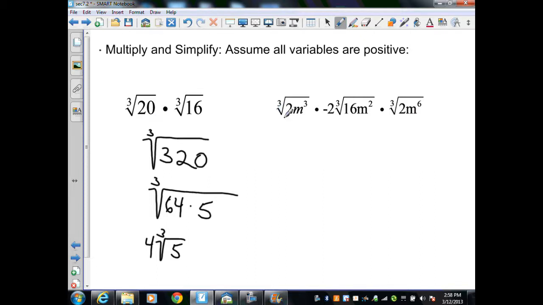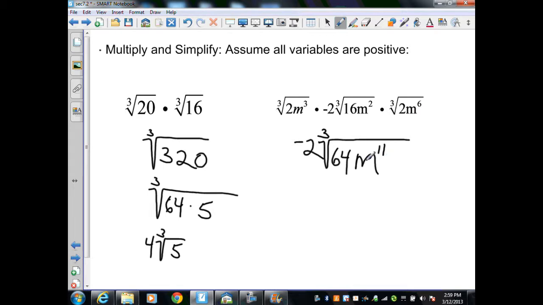On my next example, I look through my products and I realize that my indexes are all 3. Therefore, I can multiply the radicands together. I also want to multiply the coefficients of the terms out front together first. So 1 times a negative 2 is a negative 2, times 1 is a negative 2. And the product of the radicands goes under the index of 3. 2 times 16 is 32, times 2 is 64. m cubed times m squared is m to the 5th, times m to the 6th is m to the 11th.